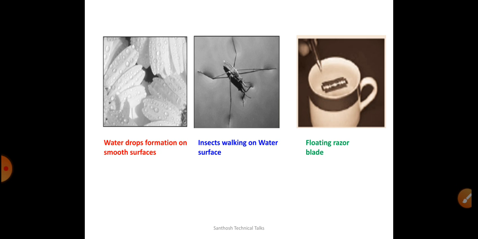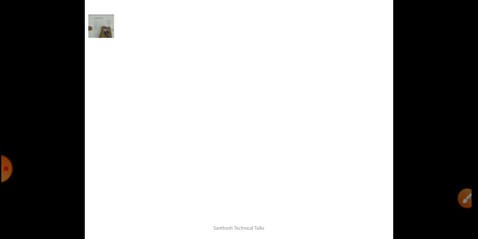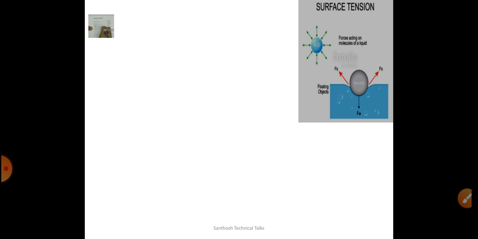Okay, so what do you understand from this figure? Water droplet formation on a smooth surface, like the feathers of a flower or a leaf, or an insect walking on the water surface, and also a razor blade floating on a cup of water. What does it mean? What property do you remember? Yes, it is surface tension. The force acting on the molecules of a liquid is called surface tension.